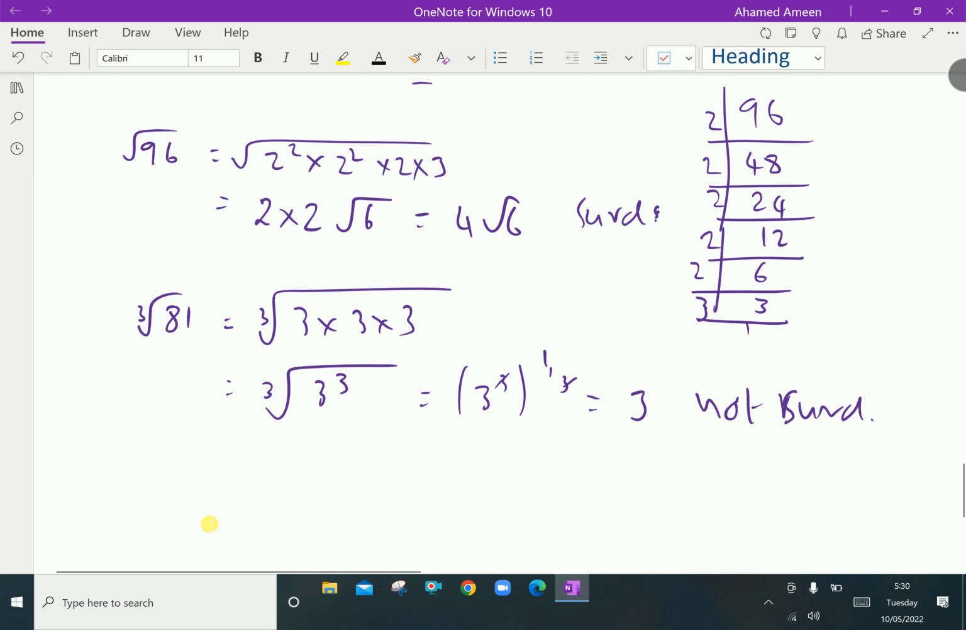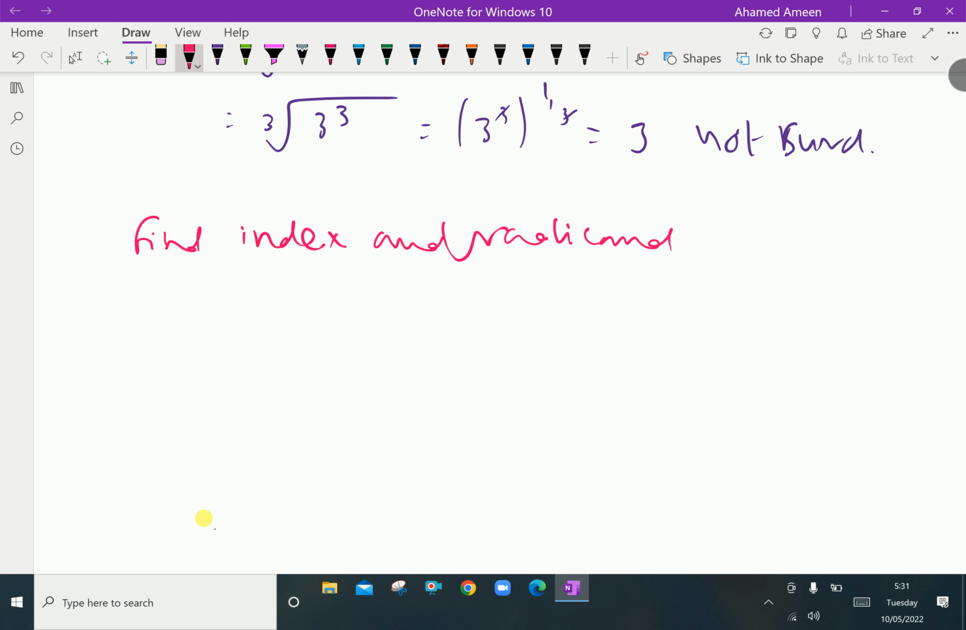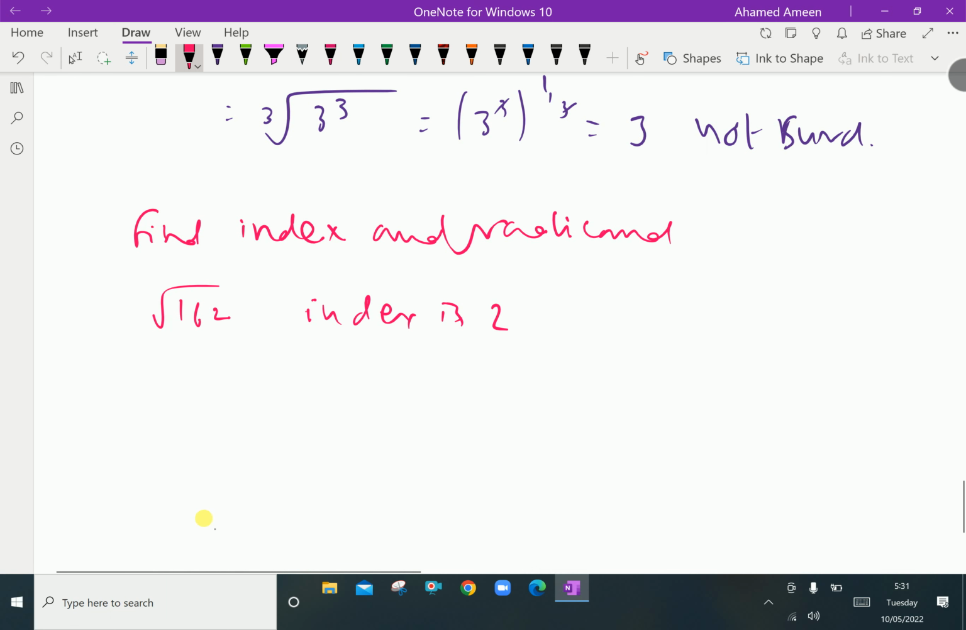Now another example we can do: find the index and radicand of, suppose, square root of 162. In this you can simply say the index is 2. Since square root means 2 is there. And the radicand is 162.